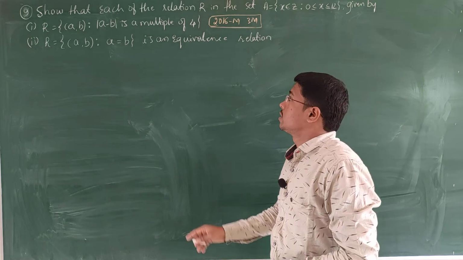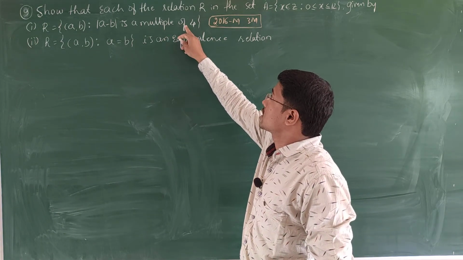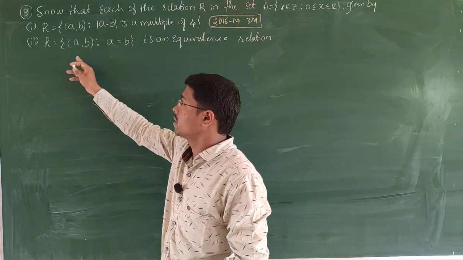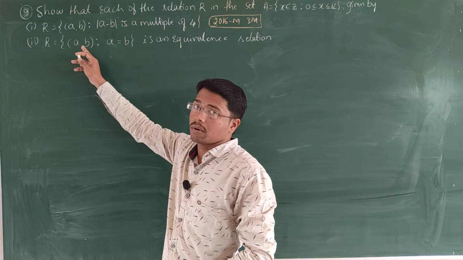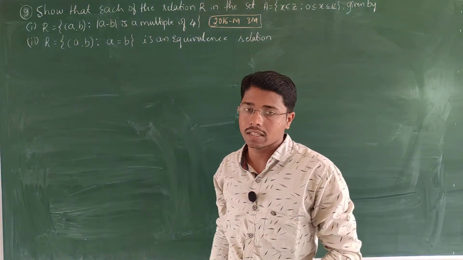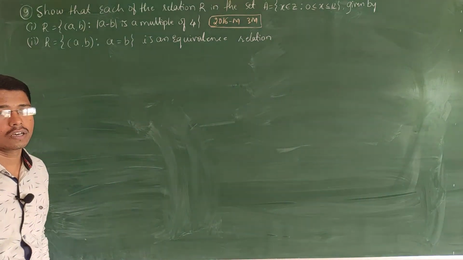So this we have to show is an equivalence relation. This question was asked in the 2016 March annual examination. Next, the second one is R = {(a, b) such that a = b}, which is also an equivalence relation. We have to show that these two are equivalence relations.